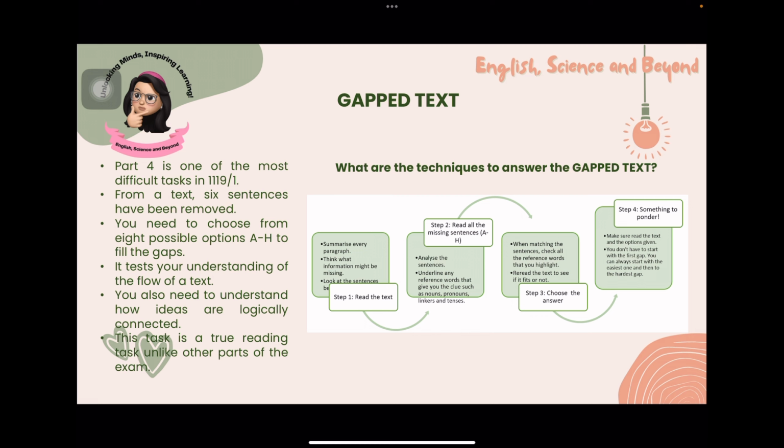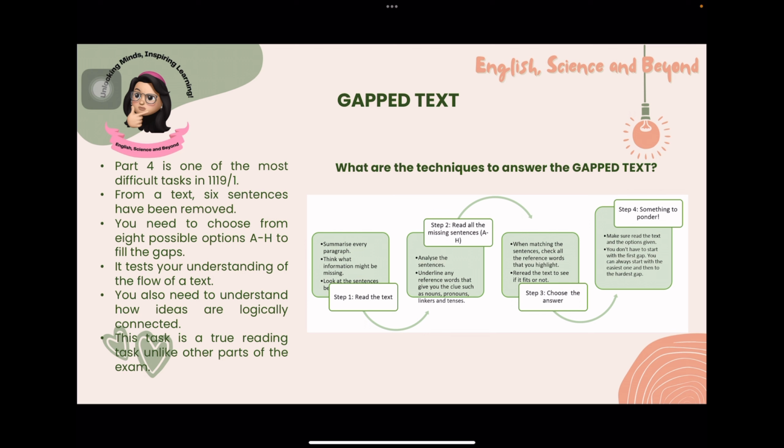If you're not familiar with the format by now, part 4 is all about having a complete text where 6 sentences have been removed. So what you need to do in this task is choose from 8 possible options, A to H, to fill the gaps, to fill these missing sentences. It tests your understanding of the flow of the text, of how well you know the cohesiveness of a given text. You will also need to understand how ideas are logically connected.